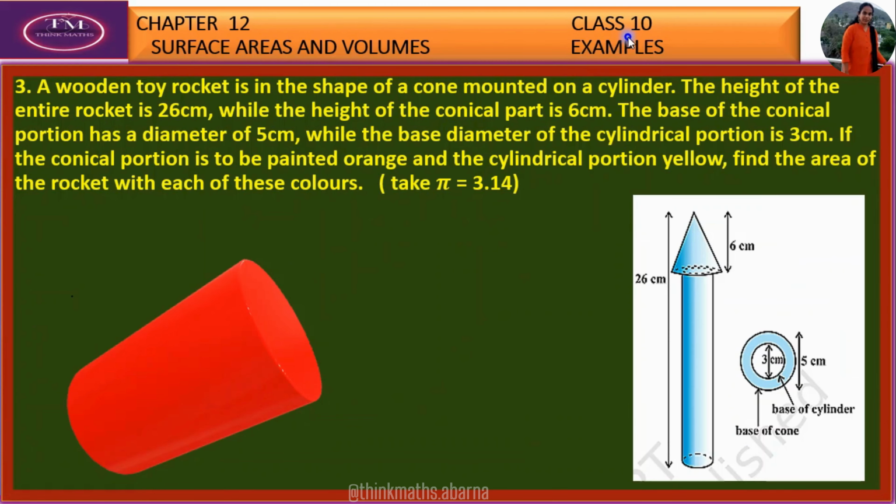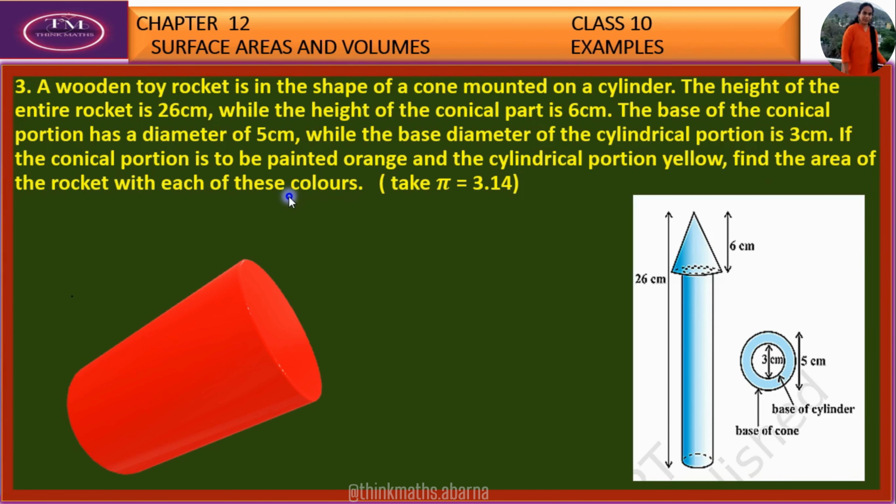This is class 10 maths chapter 12, surface areas and volumes. In this session we are going to discuss example problem 3. A wooden toy rocket is in the shape of a cone mounted on a cylinder. The height of the entire rocket is 26 centimeter while the height of the conical part is 6 centimeter. The base of the conical portion has a diameter of 5 centimeter while the base diameter of the cylindrical portion is 3 centimeter. If the conical portion is to be painted orange and the cylindrical portion yellow, find the area of the rocket with each of these colors.